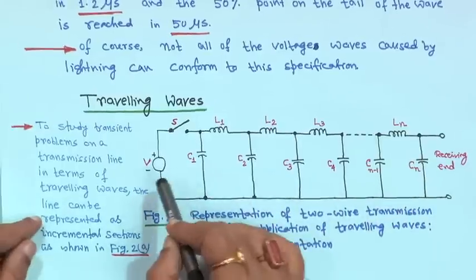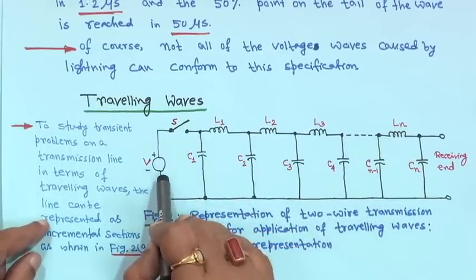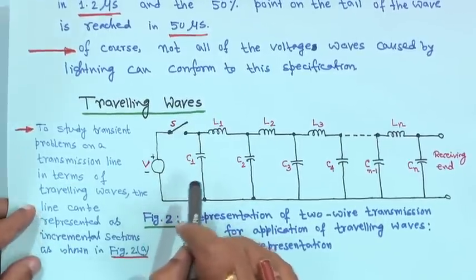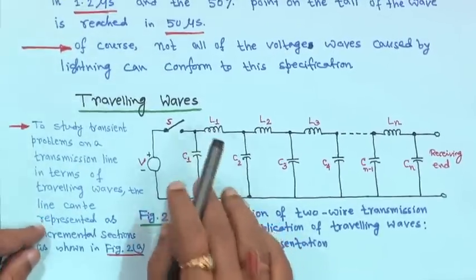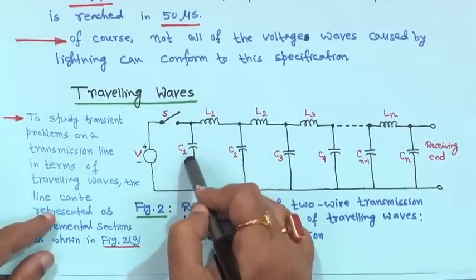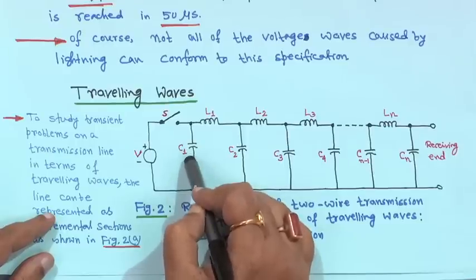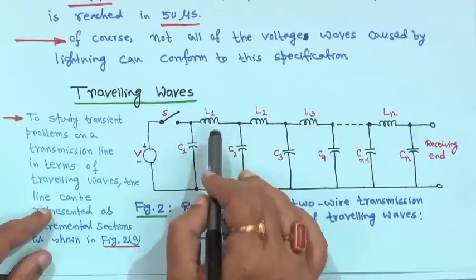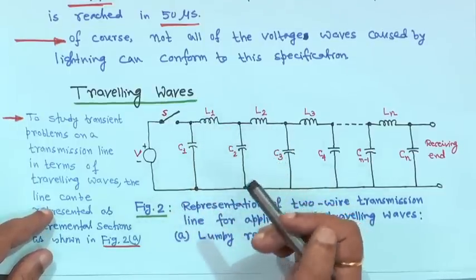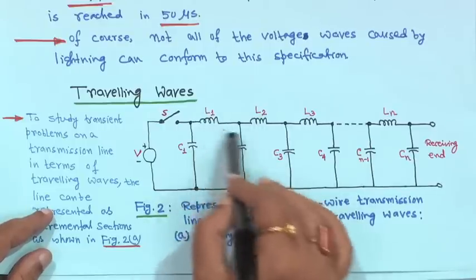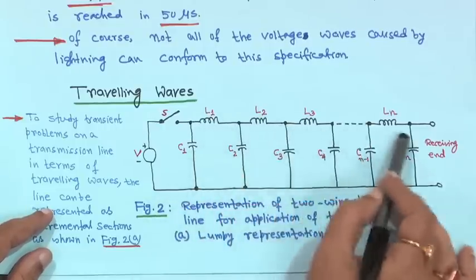Now, suppose there is a voltage source and a switch. What will happen? From circuit theory, as soon as you close the switch, this capacitance will be charged. At the time of switching, we imagine that these are in infinitely small sections.